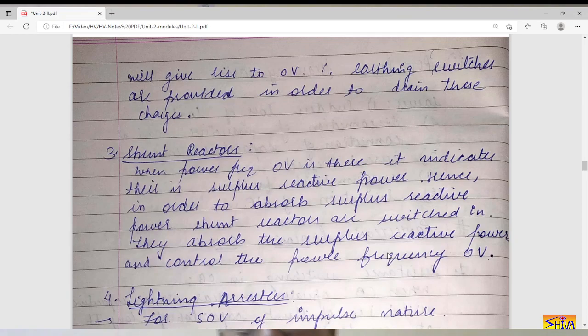So that is all about switching over voltages. What are switching over voltages? How they are classified? What are the causes? And how they are controlled.